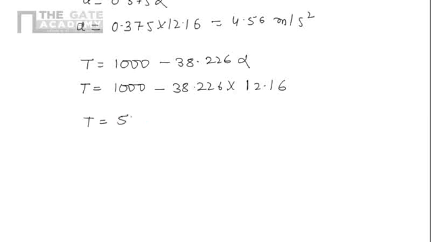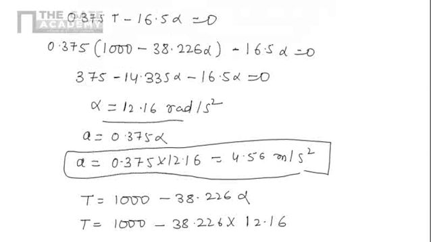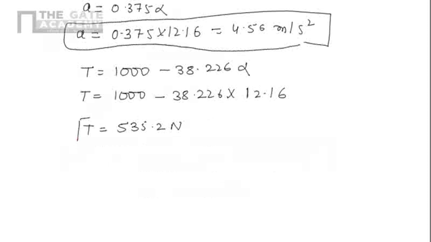So T is 535.2 newton. Now the acceleration of the weight we know is 4.56 meter per second squared. The angular acceleration of the drum is 12.16 radian per second squared. The tension in the rope is 535.2 newton. So in this way, by the application of the D'Alembert principle combined with the free body diagram and applying the equations of equilibrium, we can easily find out the unknown values.